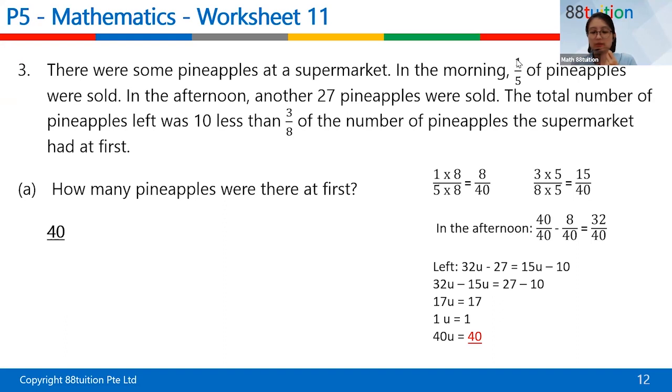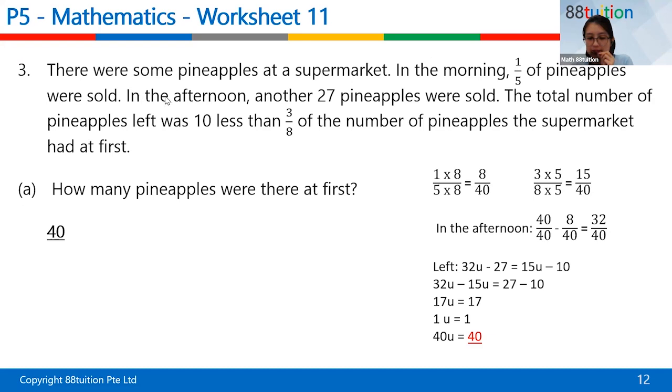Yeah. So in the morning you took 8 units. In the afternoon you took 27 pineapples. And then the total number of pineapples left was 10 less than 15 units. It's not complicated, right? So we do it step by step. Okay, first we find out how much, because you see this one, right? Comparing what's left. So you find what is the fraction that's left in the afternoon. Okay, that means after the model. Before you subtract this 27 minus this, you know that you're left with 32 units. Okay, so you are left with 32 units minus 27, right?